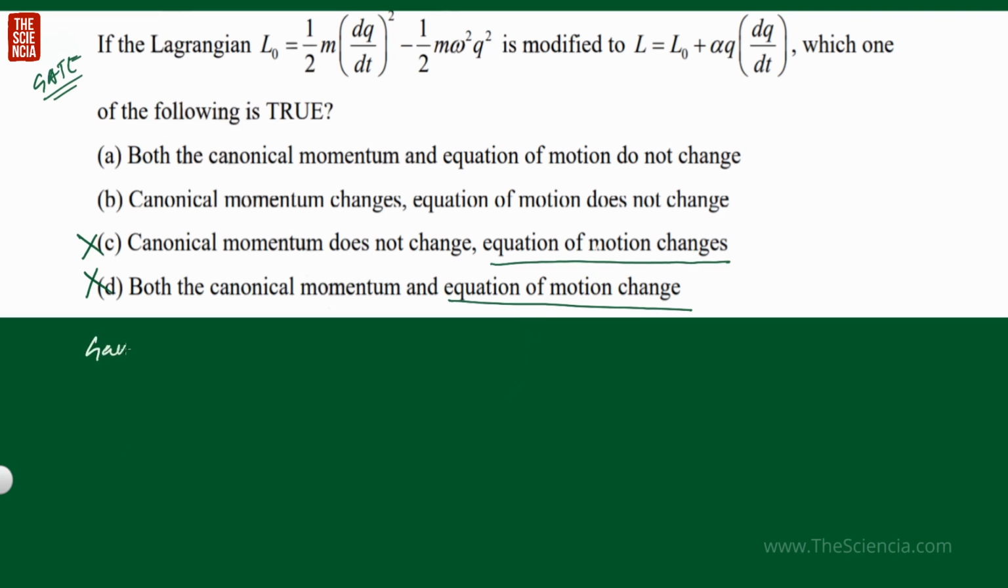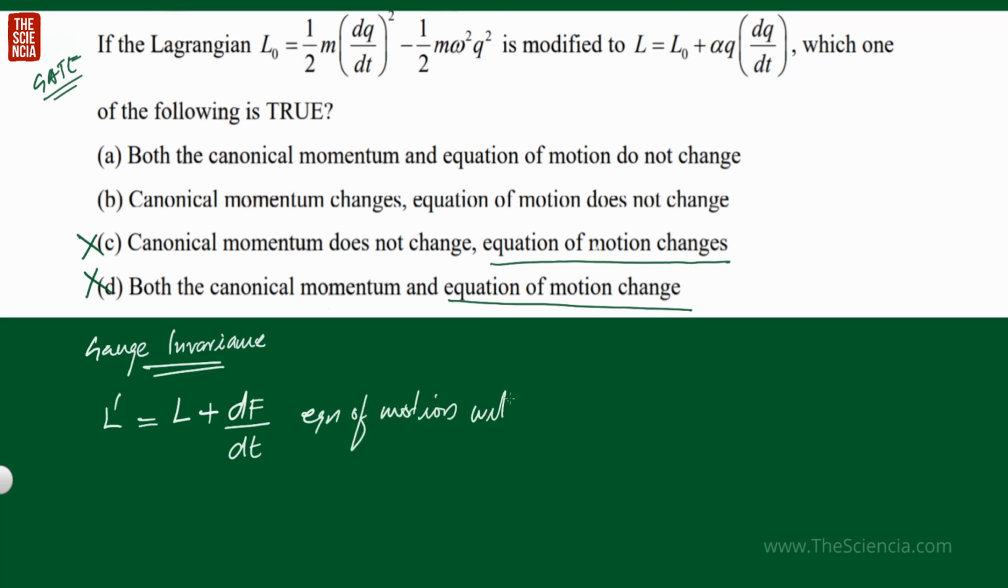What is this gauge invariance of Lagrangian? I told you, if we modify a Lagrangian, that is, we add an integrable function to the Lagrangian, that is L plus df by dt, we get a new Lagrangian L prime. But when we take the equation of motion, it will not change by adding an integrable function. That is gauge invariance. See, df by dt is a differential, so we can integrate this function. So what we get? We get f. So df by dt is an integrable function.